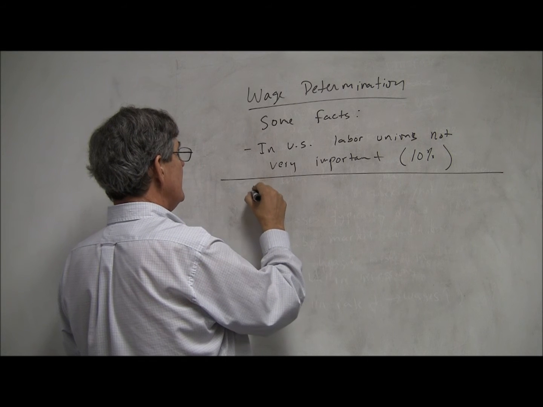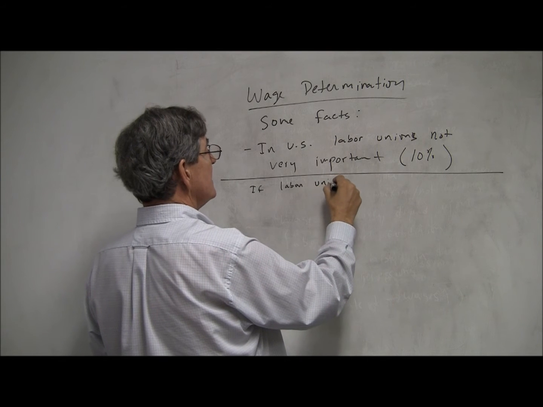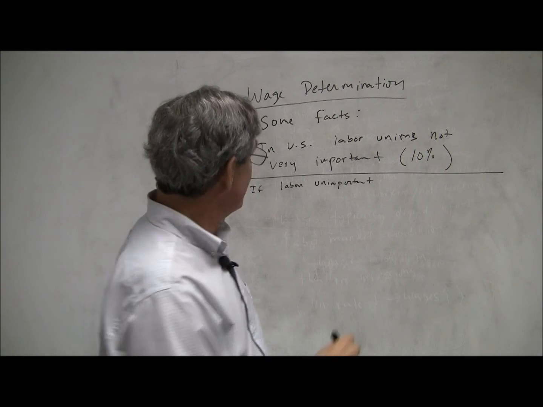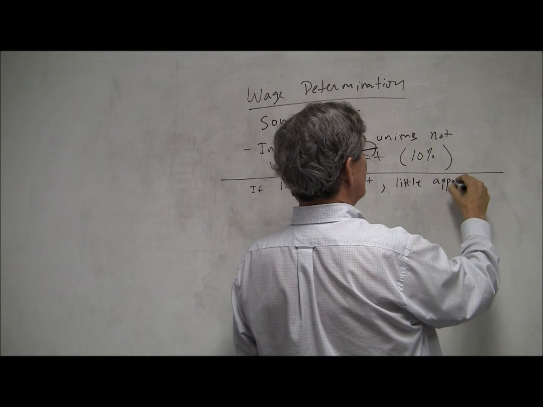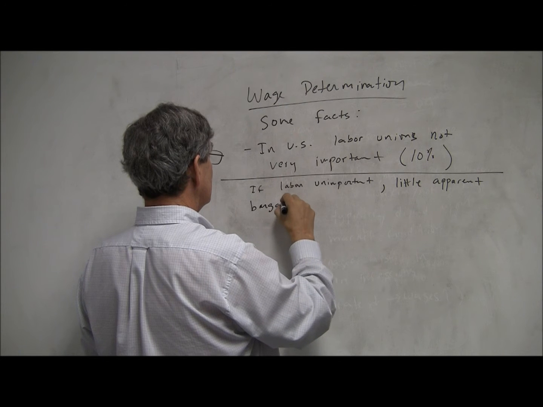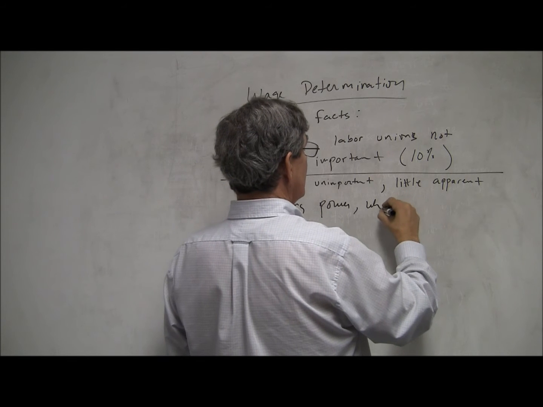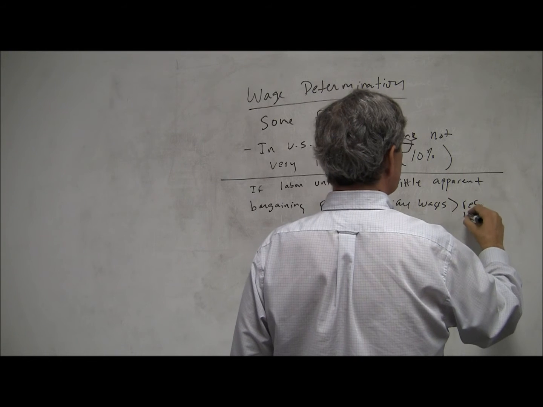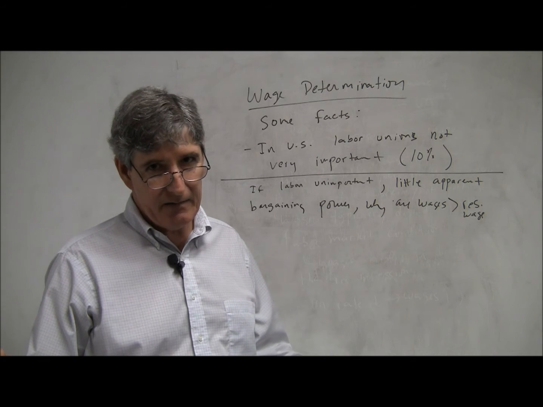So this brings up a question. If labor unions are unimportant, and there's little apparent bargaining power for workers, they don't have any collective bargaining power, why are wages greater than the reservation wage? Why pay someone $12 an hour if you can get away with paying them $7?